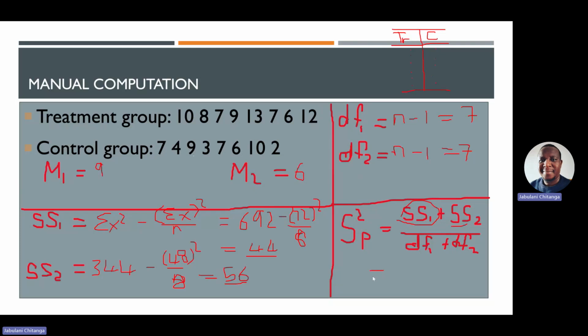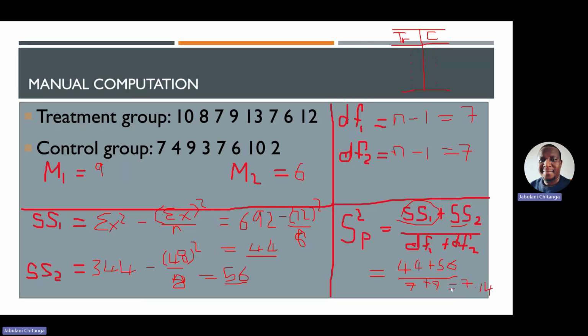So let's complete the pooled variance. It means 44 plus 56, divided by the degrees of freedom, 7 plus 7. If you complete that formula, you get 7.14. So it's 100 divided by 14, which is 7.14.